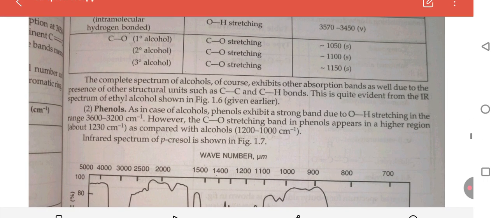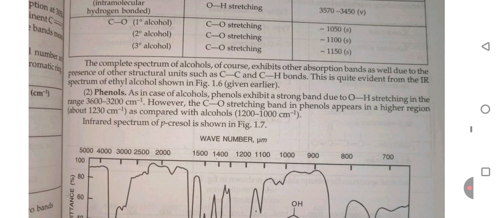The complete spectrum of alcohol of course exhibits other absorption bands as well, due to the presence of other structural units such as C-C and C-H bonds. This is quite evident from the infrared spectrum of ethyl alcohol shown. Phenol. As in the case of alcohol, phenol exhibits a strong band due to OH stretching in the range 3600 to 3200 cm⁻¹. However, the C-O stretching band in phenol appears in a higher region as compared with alcohol.